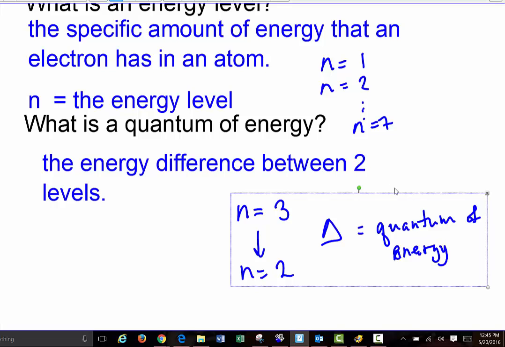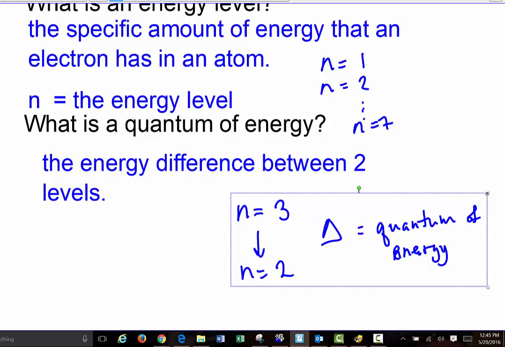And so electrons give off energy when they jump between energy levels. We use this word quantum to just define that difference in energy between any two energy levels. They can also jump up in energy level as well when they're excited.